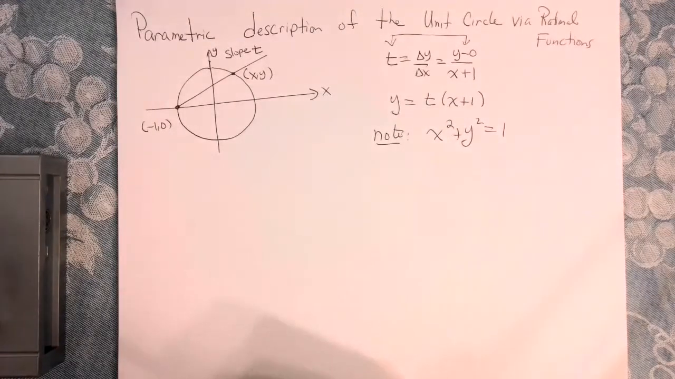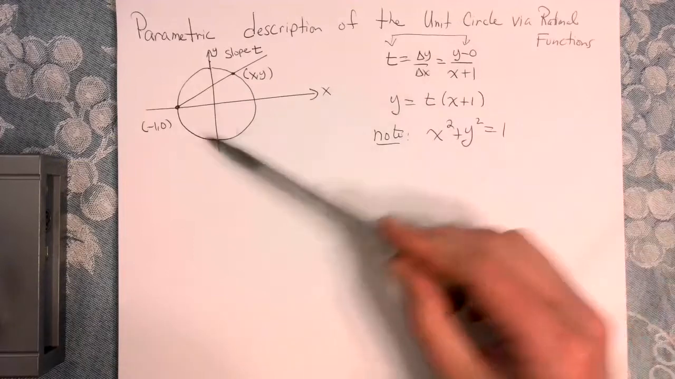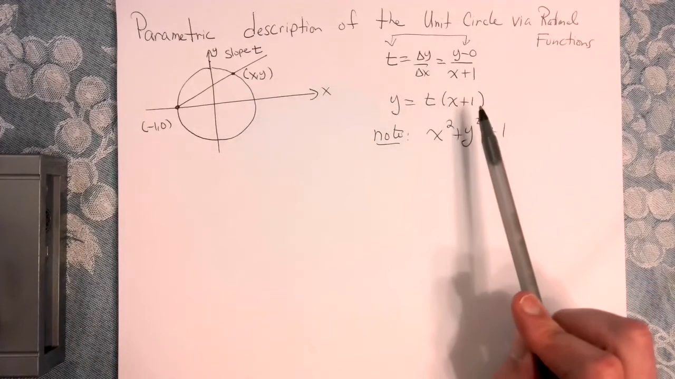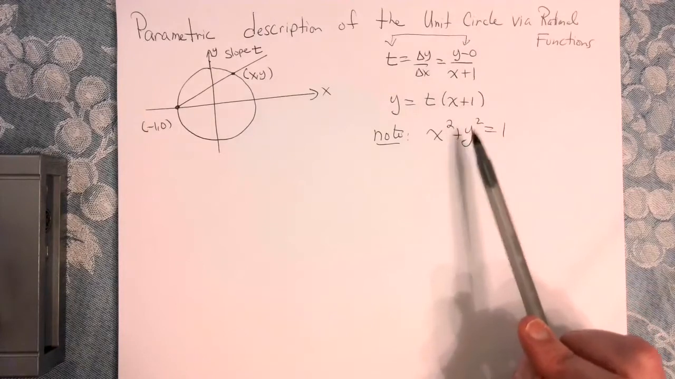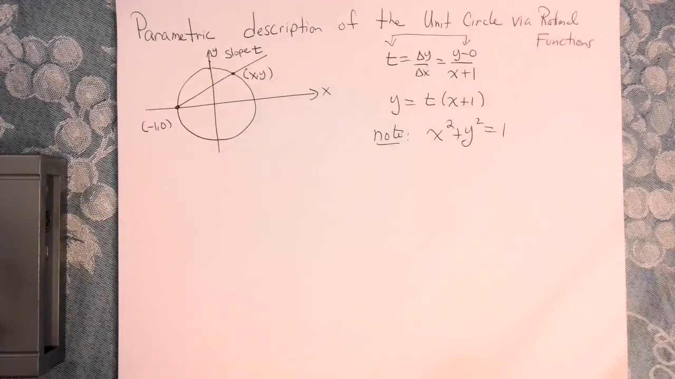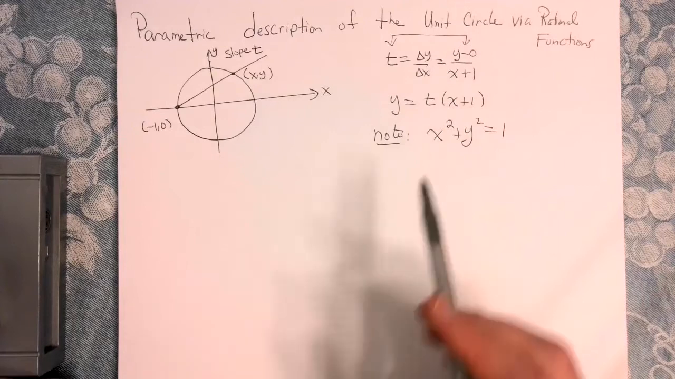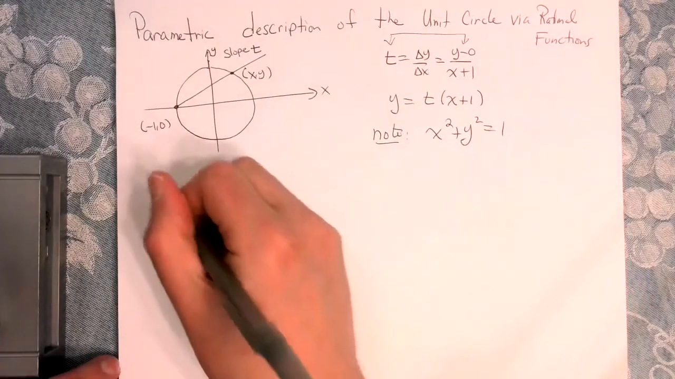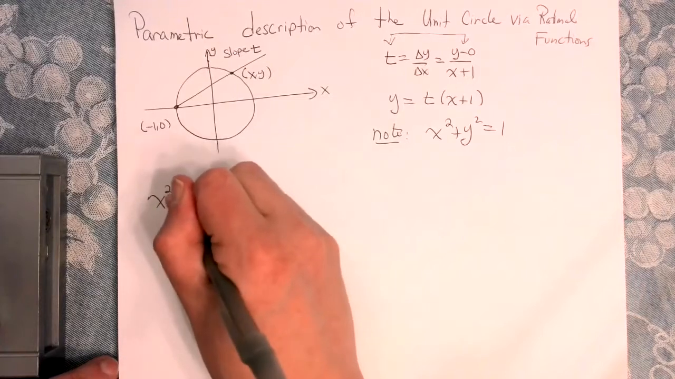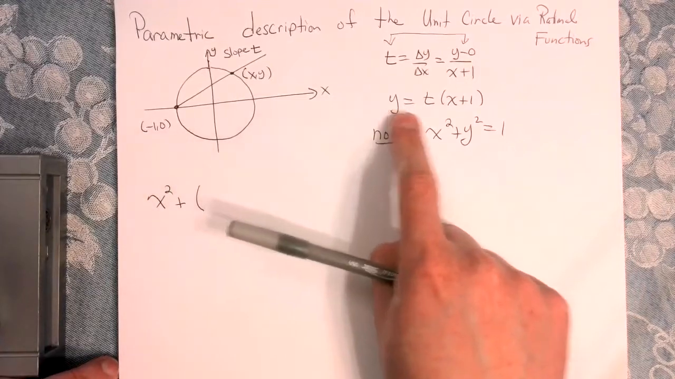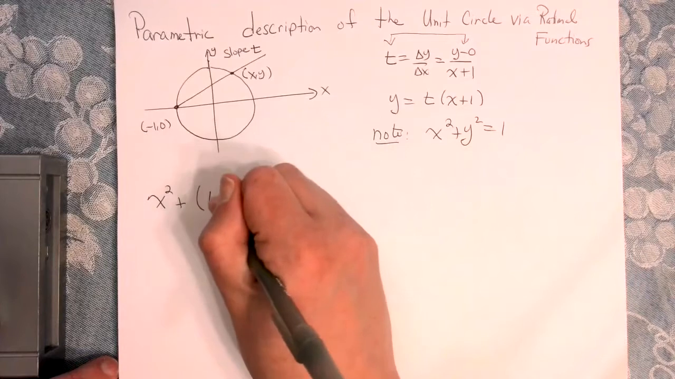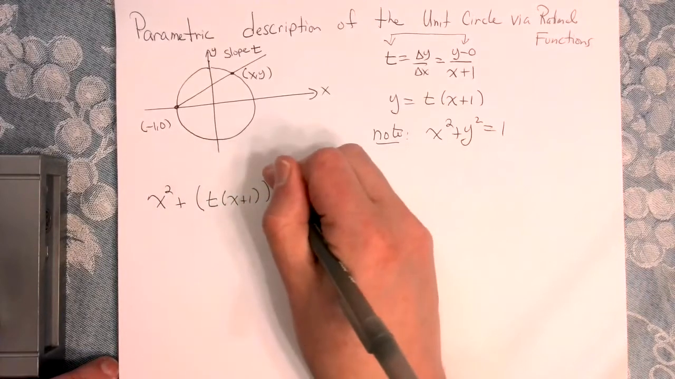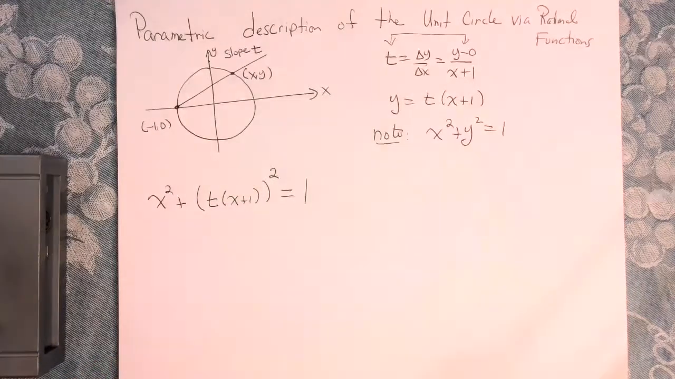And so here's the idea. We've got a y value from our line, right? So we're going to plug that into our unit circle. That's going to allow us to solve for x. And we're hoping that some rational function pops out. Okay, so taking this to this, that's going to give us x squared plus, in for y goes this quantity, so that's t times x plus 1, quantity squared, equals 1.